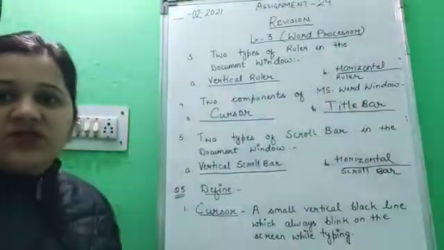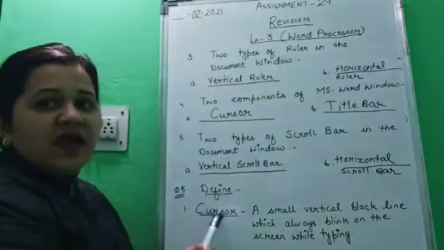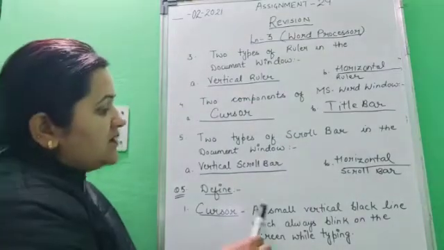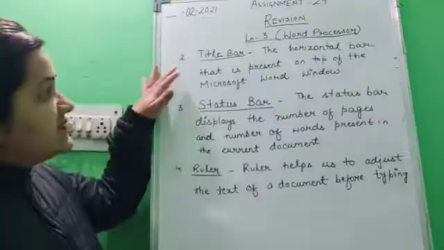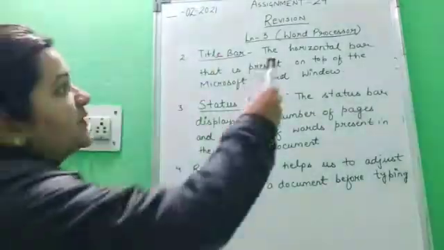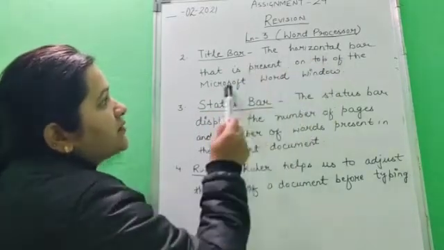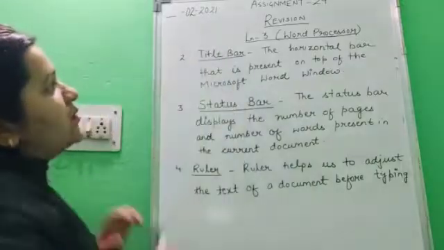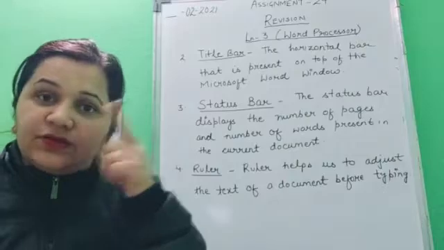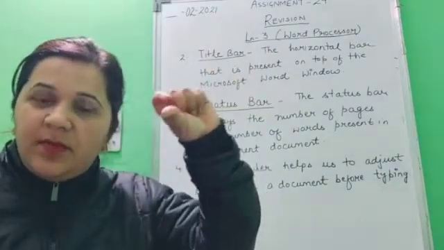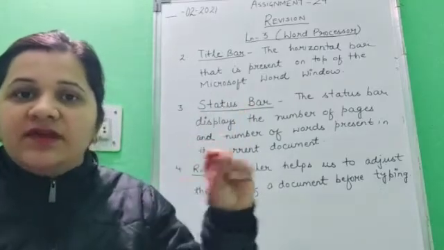Now, next question number 5, define. First one is cursor, C-U-R-S-O-R. A small vertical black line which always blinks on the screen while typing. Second one is title bar. The horizontal bar present on top of the Microsoft Word window is known as the title bar. As I have already told you, it shows the name of the document on which we are currently working.